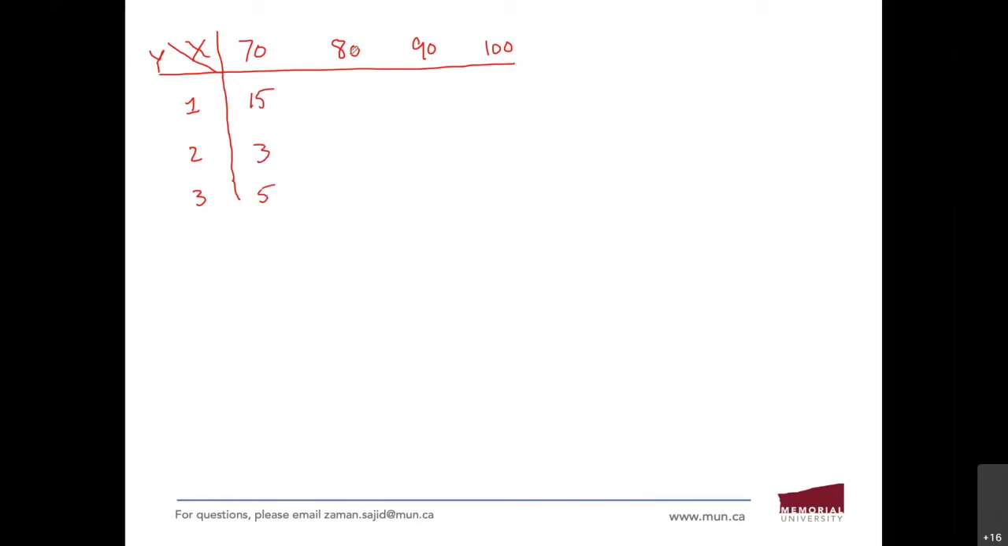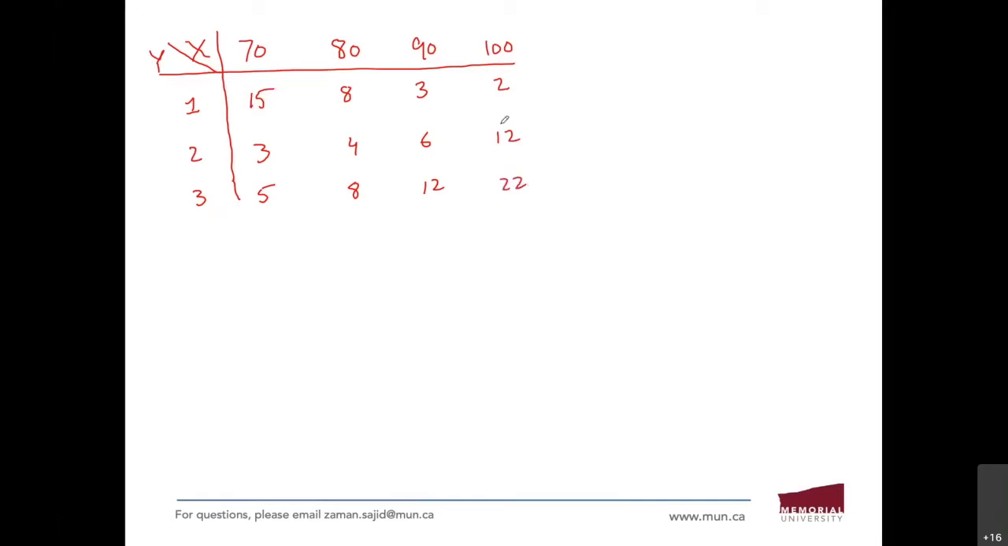Corresponding to X 80 and Y 1, the value is 8, 4, and 8. Corresponding to X 90 and Y 1, the value is 3, 6, and 12. Similarly, if I have X is 100 and Y is 1, my value is 2. This value is 12 and 22.